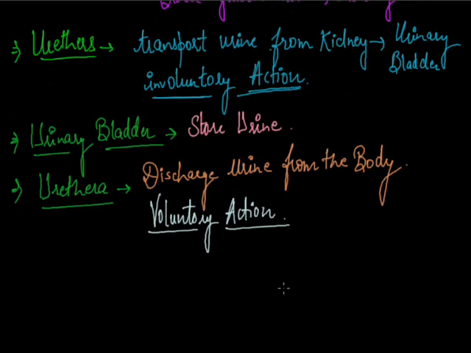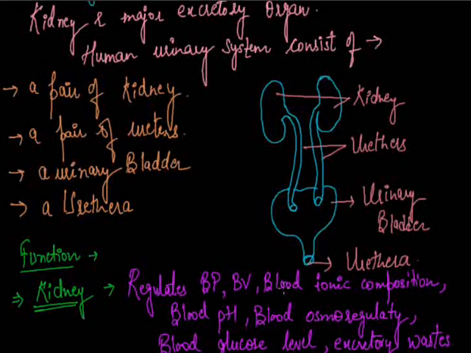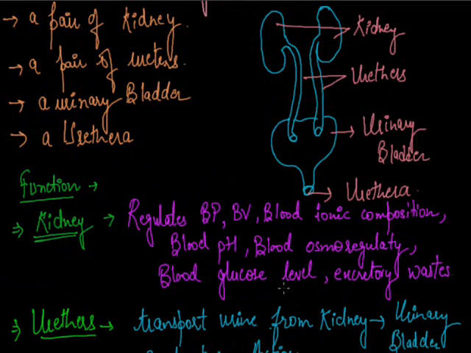This is just in brief about the kidney and the function of each part. Now in the next lecture we will talk in detail about the ultrastructure of the kidney and the nephron, which is the structural and functional unit of the kidney.